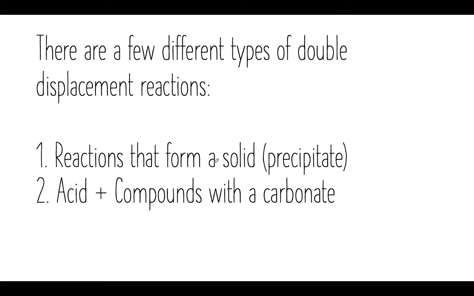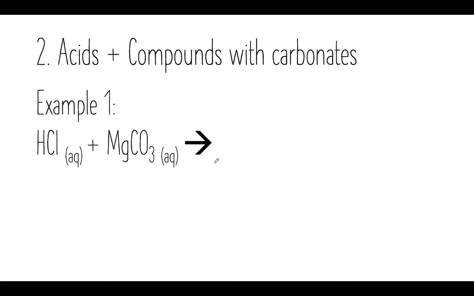Okay, so having done the first reaction, let's take a look at our second type of double displacement reaction. In the second type, you've got an acid, any acid, reacting with any compound that contains a carbonate. And we'll see what happens there. So here's my example, HCl plus MgCO3. My acid is hydrochloric acid, HCl, and this compound contains a carbonate.